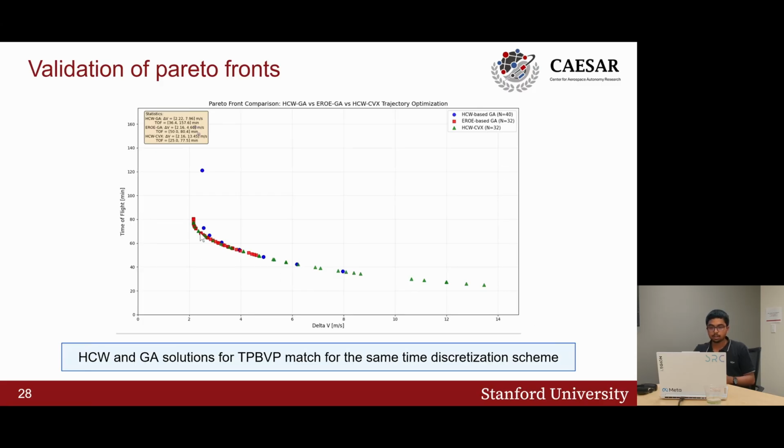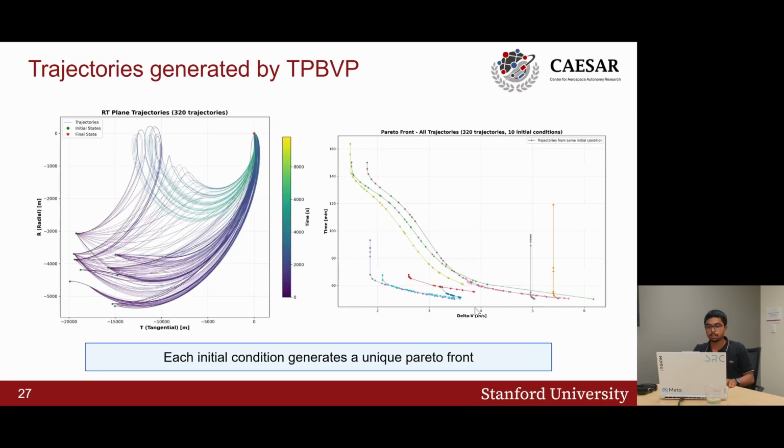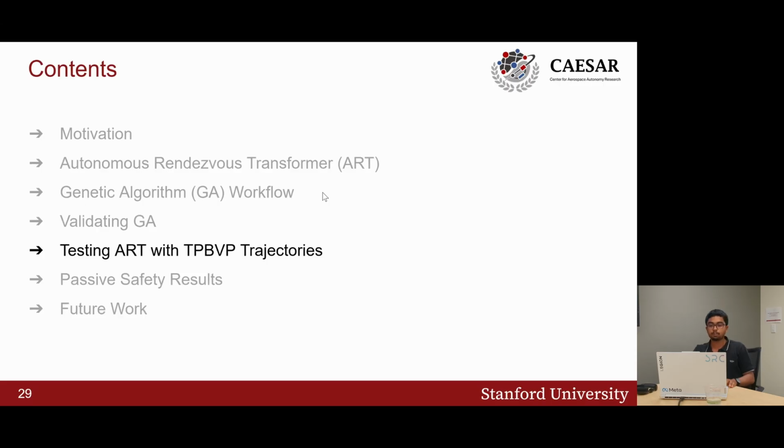So the main things to focus on right now are the red squares and the green triangles. You can see that the ROE-based GA solutions and the HCW dynamics solutions generate the same Pareto front, which is again a sanity check that the GA is working. Now, I haven't considered passive safety yet. The two main objectives we have been dealing with so far are the fuel cost and the time of flight. So the question is, would this be enough for getting high quality solutions from ART?